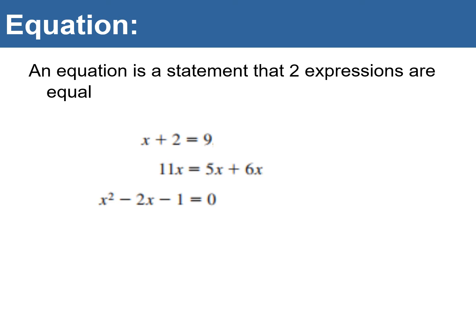A lot of times we also just set an expression equal to 0. It's perfectly okay for our second expression to be 0. So x squared minus 2x minus 1 equals 0 is an equation. I hope you noticed that the key point here is the equal sign. You cannot have an equation without an equal sign.